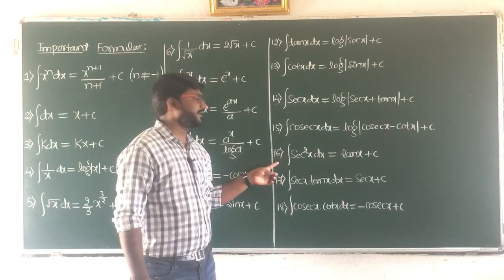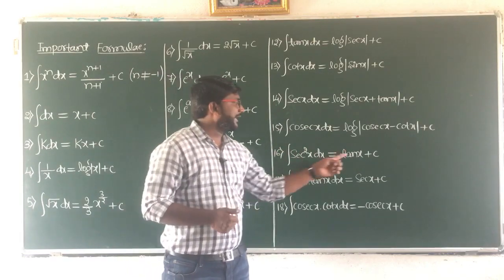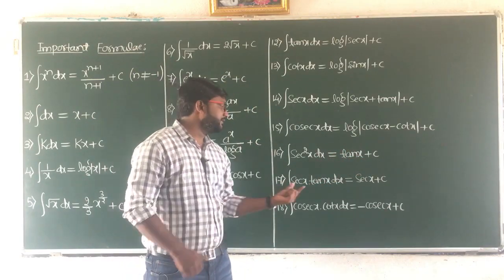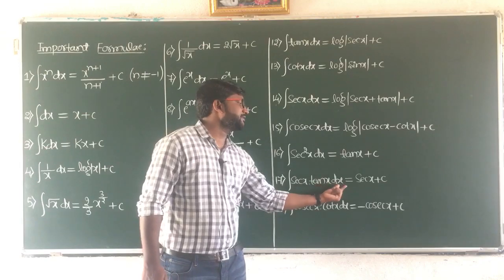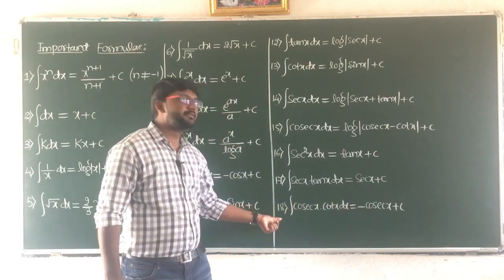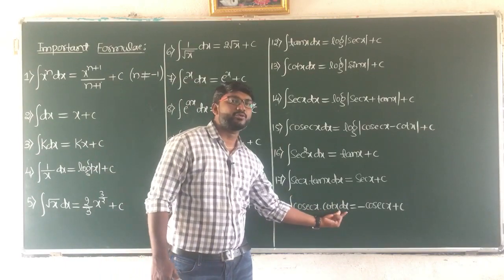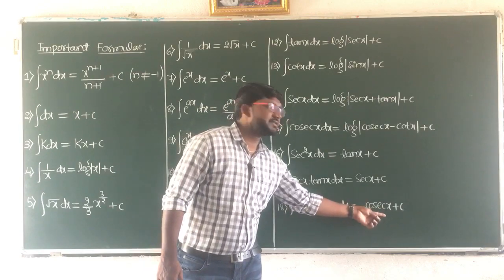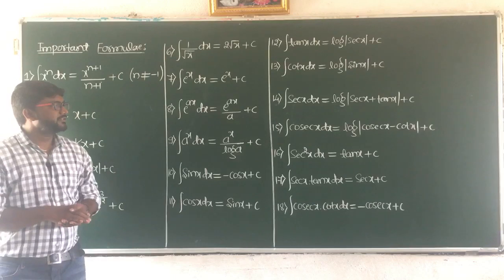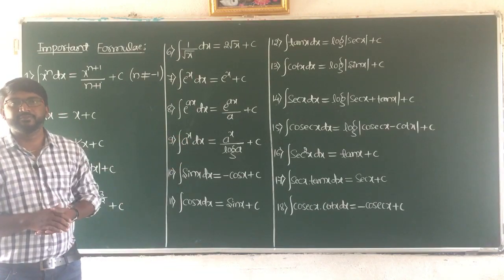Then the 16th one, integral secant square x dx equals tan x plus c. Then the 17th one, integral secant x into tan x dx equals secant x plus c. And then the 18th one, integral cosecant x into cot x dx equals minus cosecant x plus c. So this is the first set of formulas. Pause the video to write it down, then we will move on to the second set of formulas.